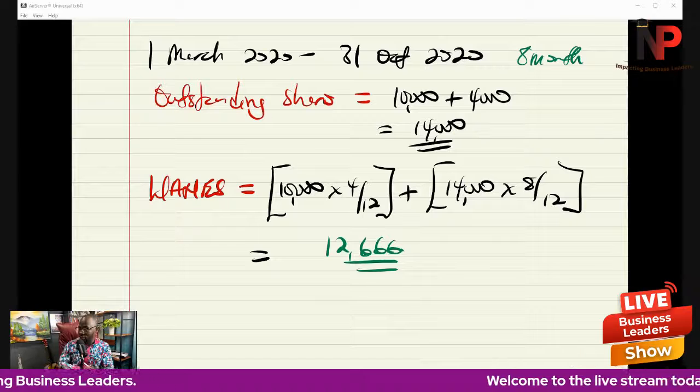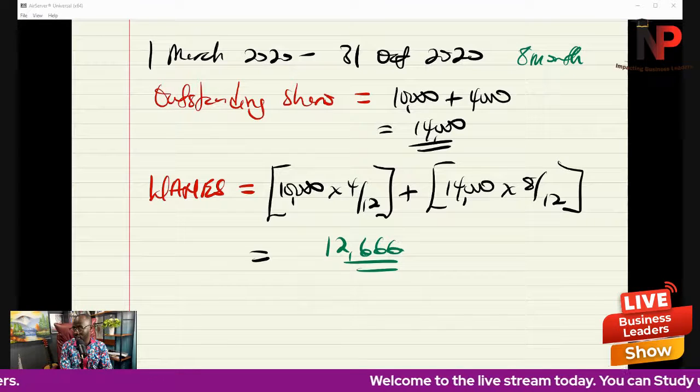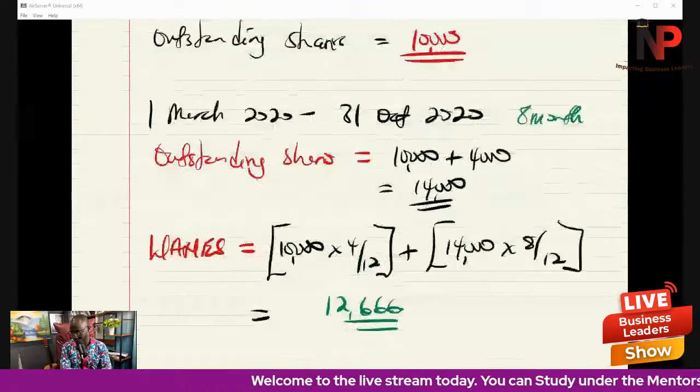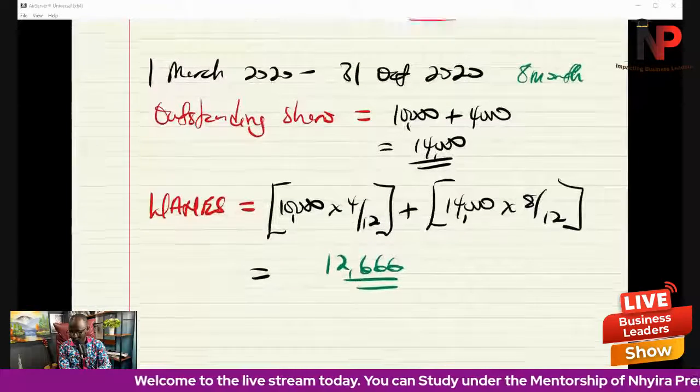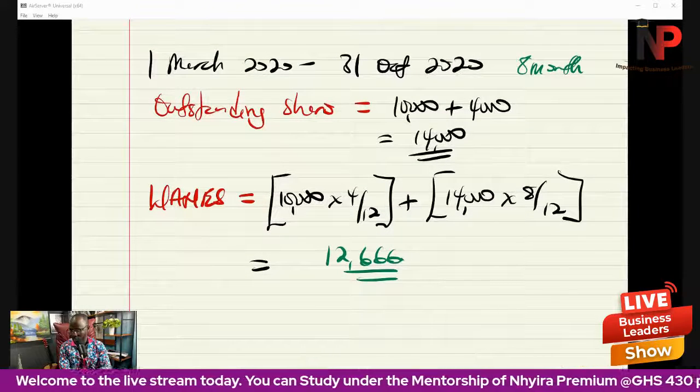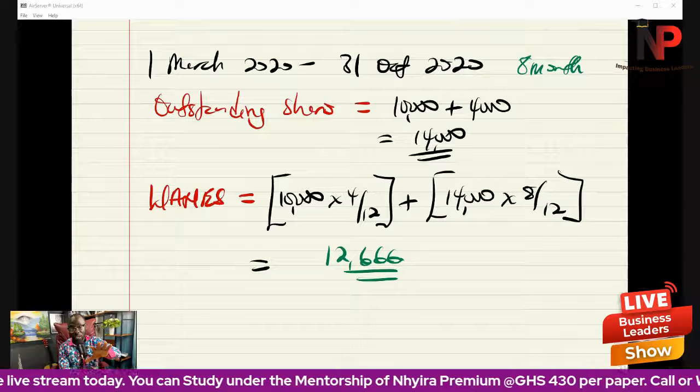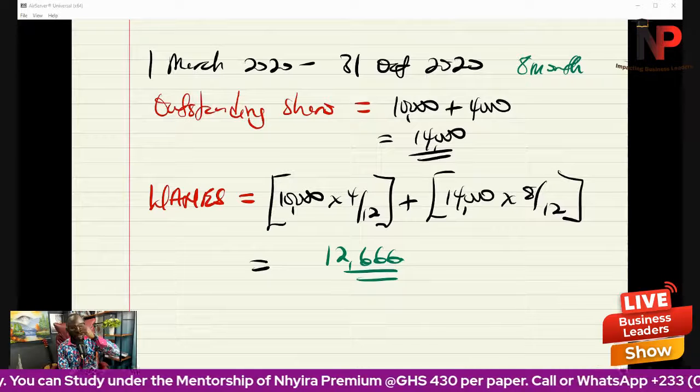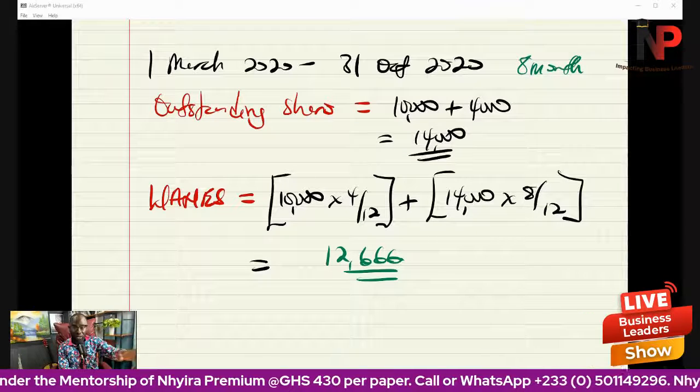12,666. The final answer, 12,666. You can punch that out as well individually. So that is how we calculate the earnings per share. Now, the weighted average number of equity shares.